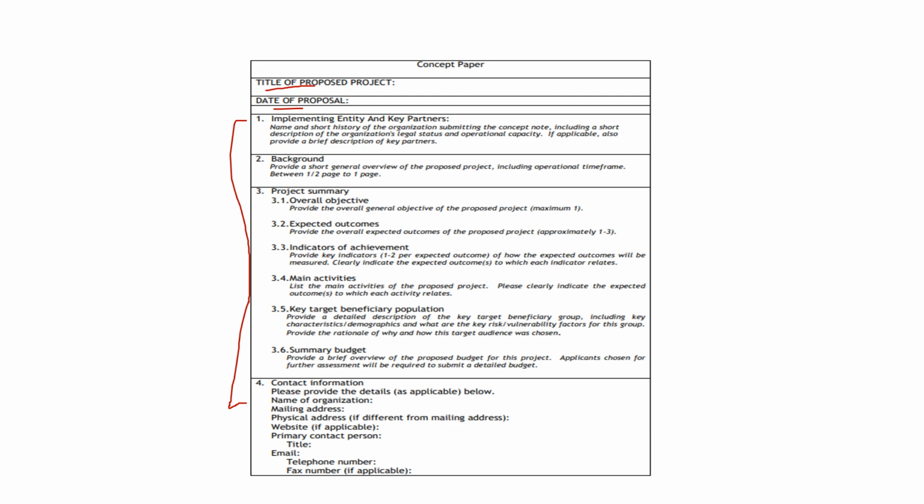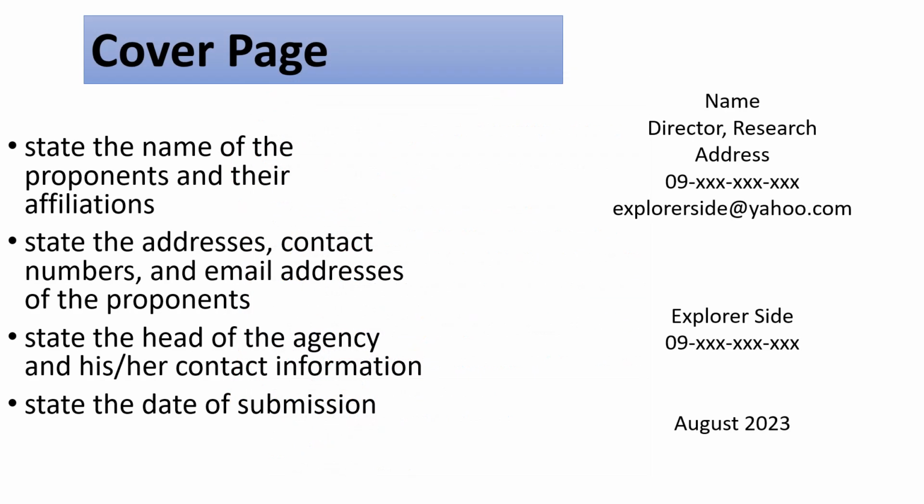But as you can see, generally, you should have your implementing entity and key partners who will be accepting your concept paper or your proposal, the background, and the project summary itself. That includes the objectives, the outcomes, the indicators of achievement, until the budget. Okay, so after that, here now comes your project or your cover page.